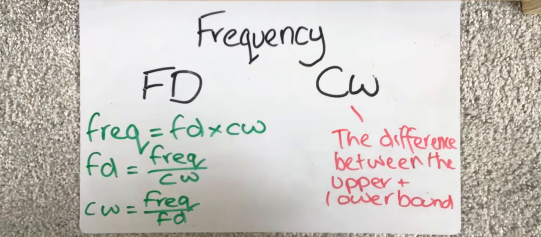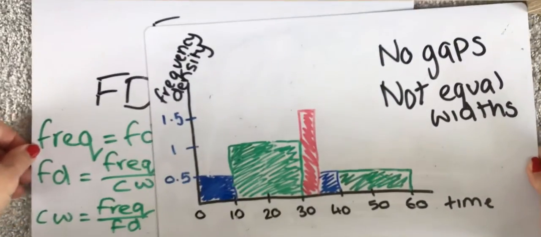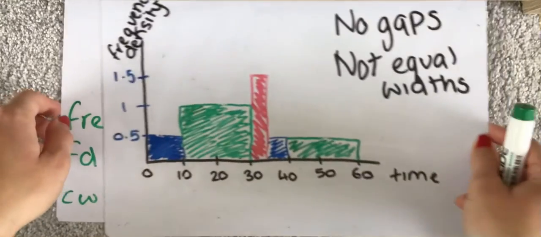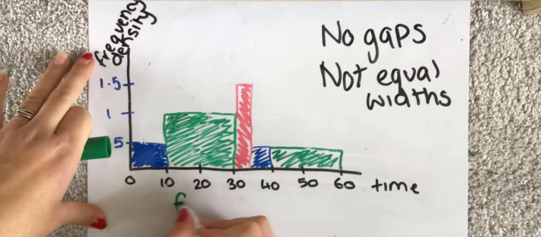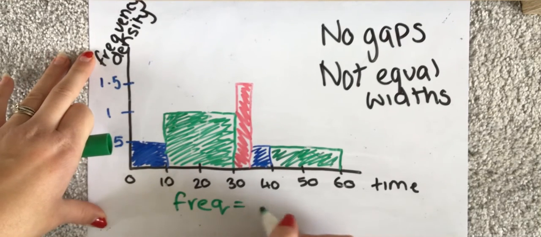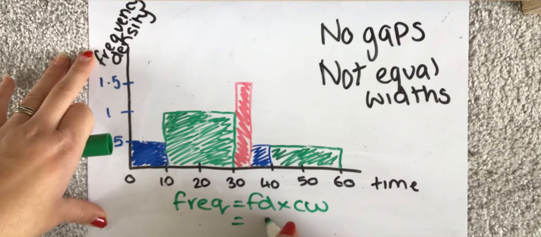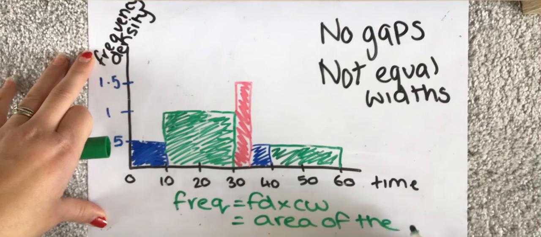Now, if we go back to this one that we drew a few minutes ago, and we look at this top one, frequency is frequency density times class width. Okay, so I'm just going to write it down here. So frequency equals frequency density times by class width. Or we sometimes talk about the area of the bar, because that's basically the same thing.